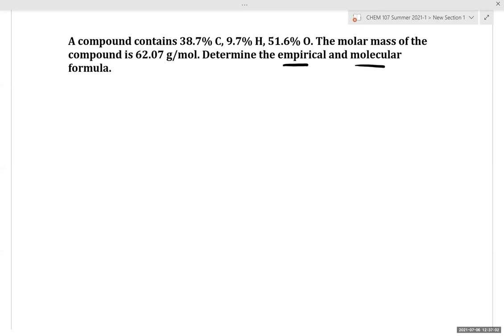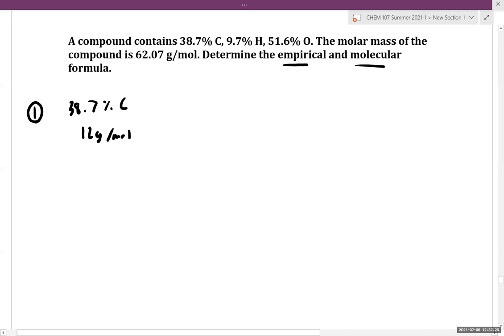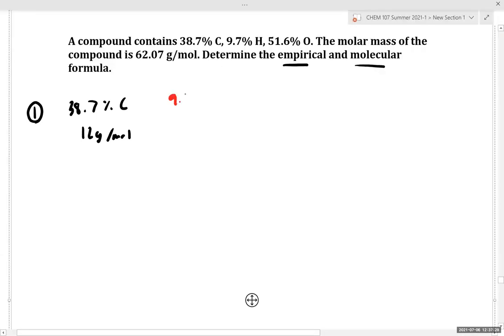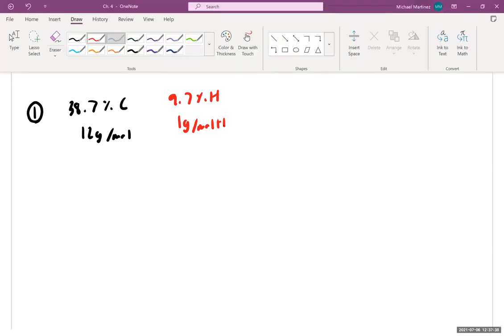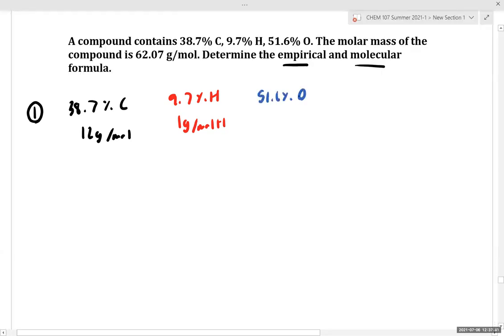Considering our initial process, if we want to calculate the empirical formula, which is a mole to mole ratio, we'd first want to state each of our given values. So for carbon, we have a mass percentage of 38.7%, and the molar mass of carbon is 12 gram per mole. For hydrogen, we have 9.7% hydrogen by mass. Hydrogen has a mass of 1 gram per mole. Oxygen, our sample is 51.6% oxygen by mass. Oxygen has a mass of 16 gram per mole.